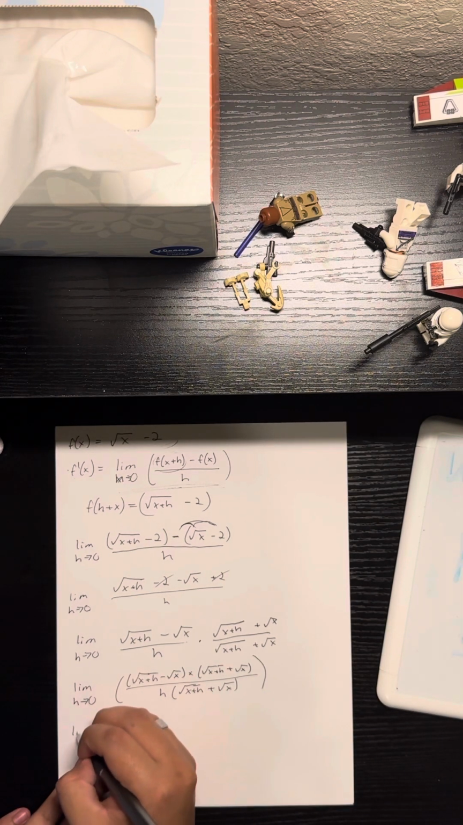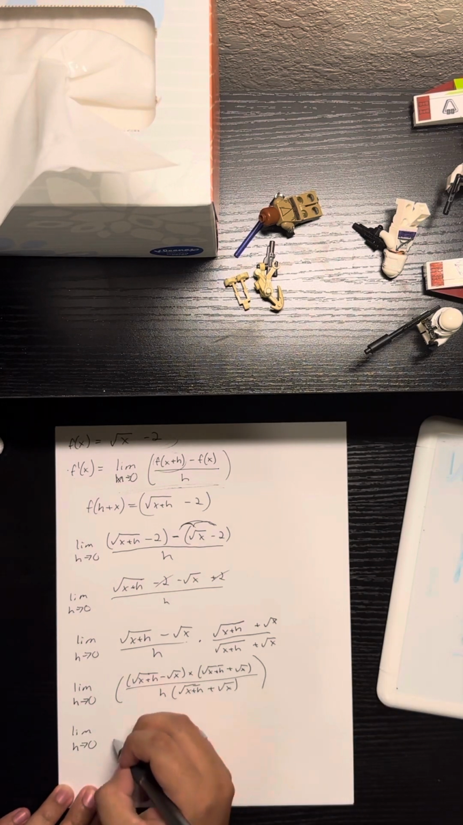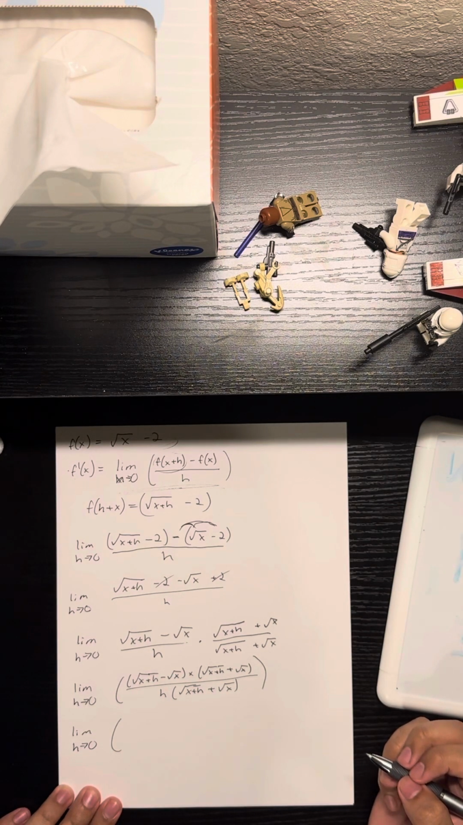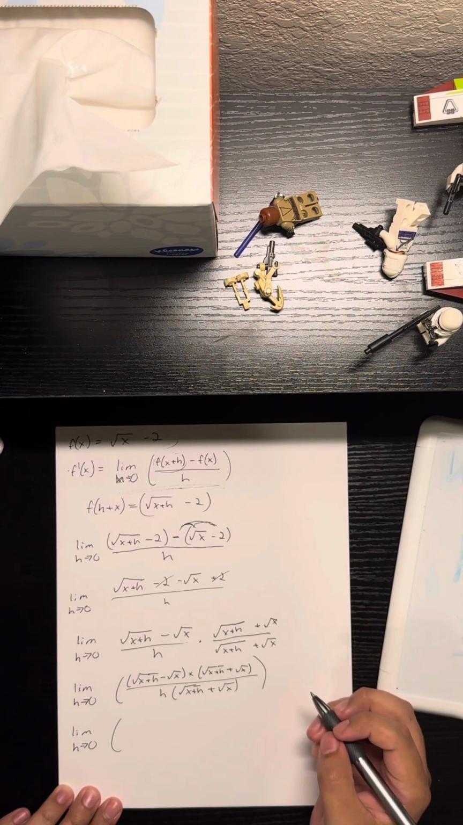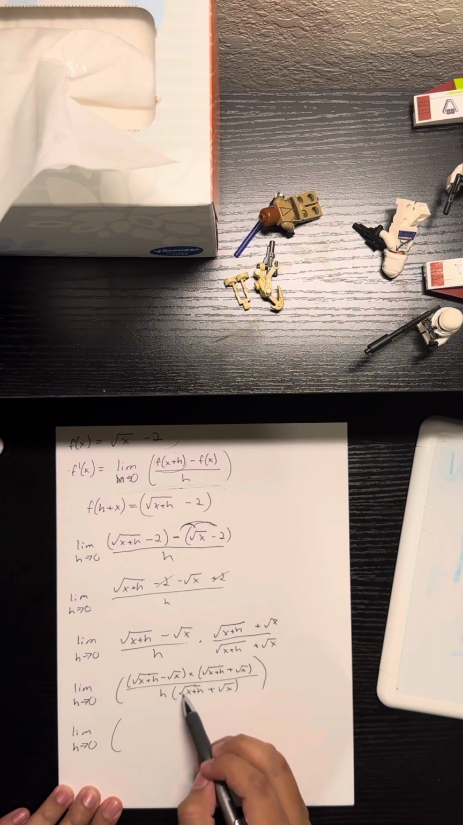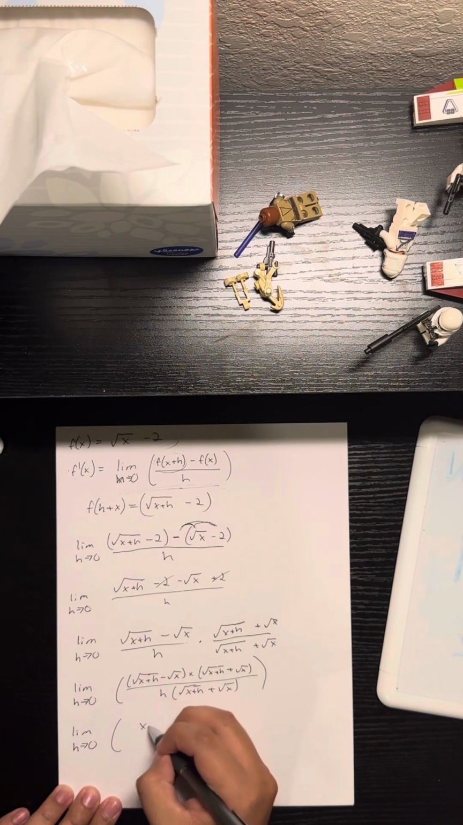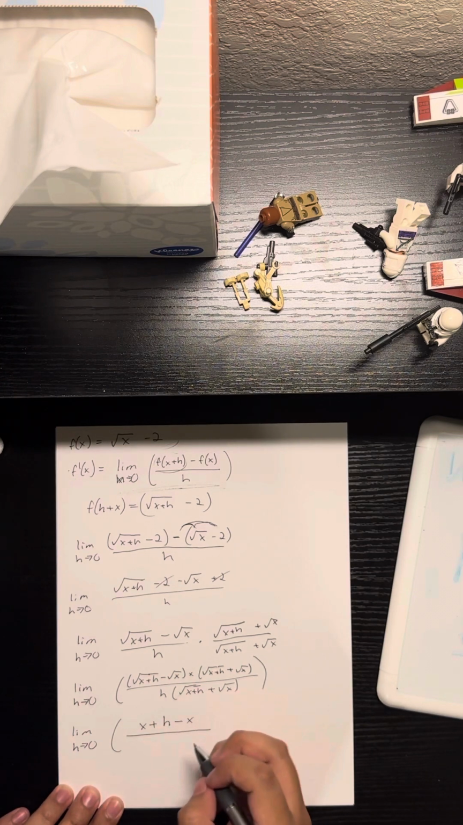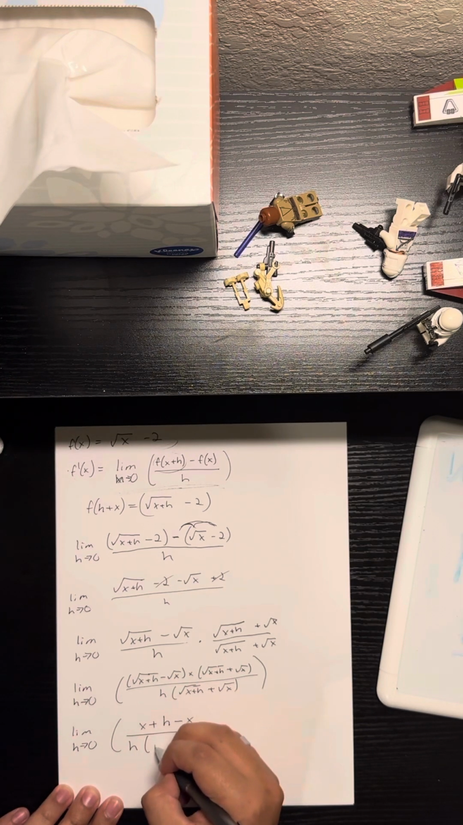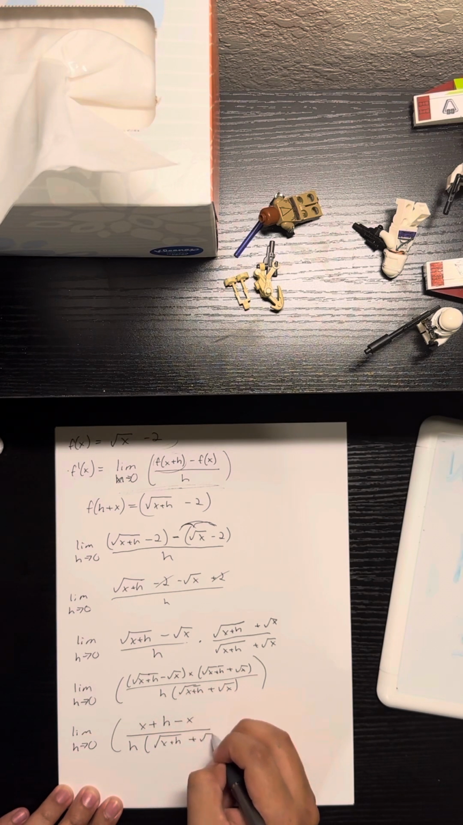But we'll continue on forward. Keep on going along there. So this is gonna simplify pretty easily because we can rewrite it as x plus h minus x over h times root x plus h plus root x.